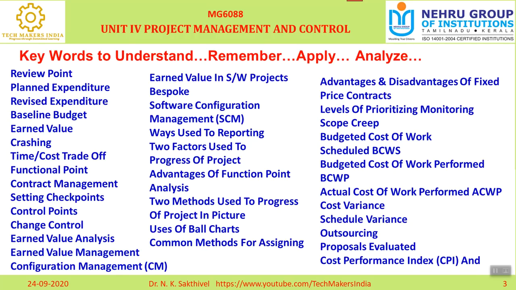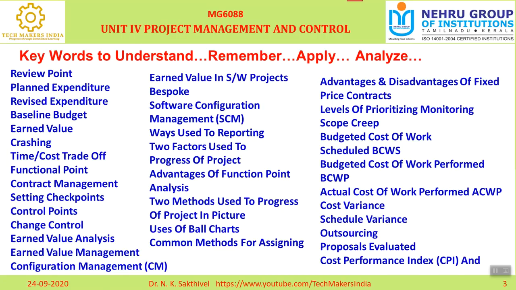Two more topics I would like to discuss. One is called cost performance index, CPI. Sometimes in MCQ questions they can ask what you mean by CPI: cost performance index. So the cost performance index is the ratio of the budgeted cost to actual cost. That is BCWP divided by ACWP.